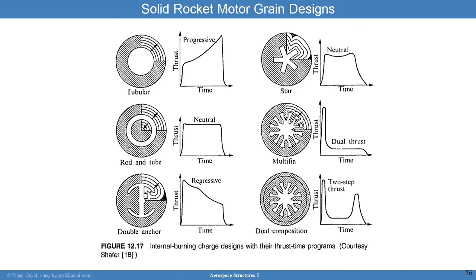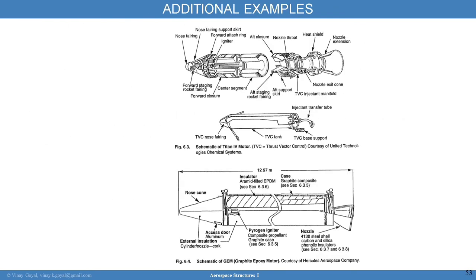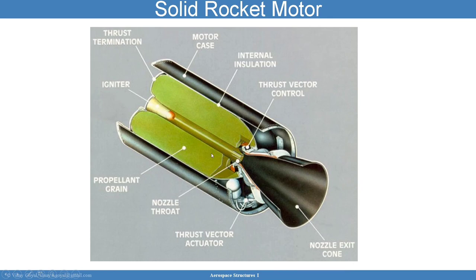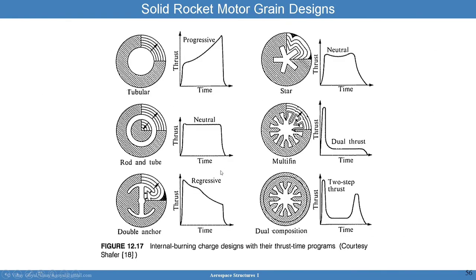Here's what I was talking about earlier when I talked about the design of the propellant grain towards the aft end. Depending upon how you design that, you can get the thrust to behave differently versus time. And so various designs exist, like a star shape, double anchor, rod and tube, and tubular, that can produce various thrust versus time behaviors.